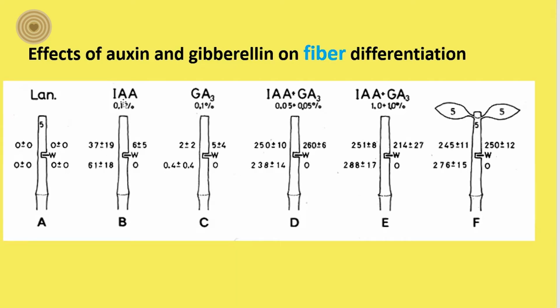Auxin by itself almost doesn't show any clear effect. Gibberellin by itself also doesn't show any effects. The combination of auxin and gibberellin, in low concentration, induces the whole amount of fibers, like the leaves. Only to show you that although gibberellin is the specific signal for fibers, it needs a background of auxin.